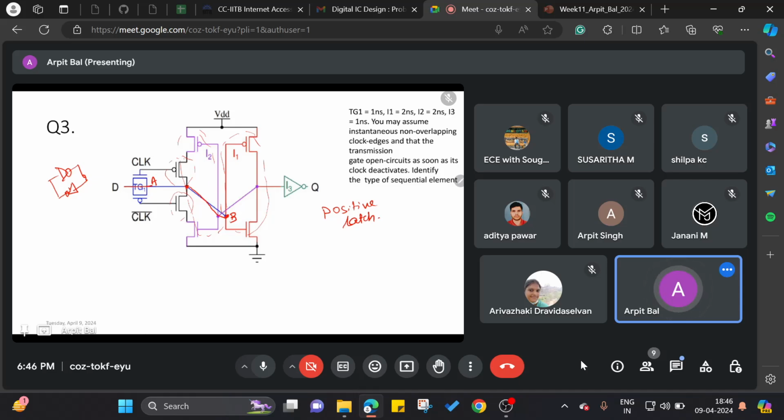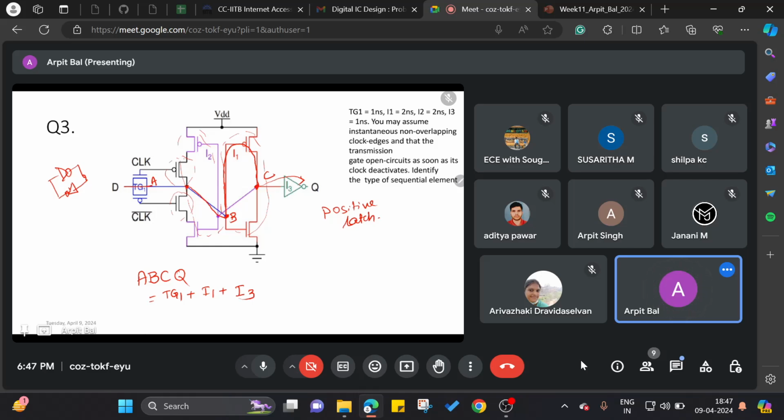After going through I1, from the input of I1, it will go to the output of I1. Let me call this point C. From this point, it will go to Q. So the path that it will follow is A, B, C, Q. In this path, what are the gates connected? That is TG1 is connected. I1 is connected. And I3 is connected.